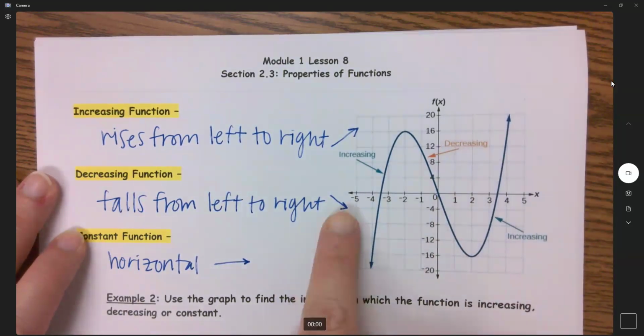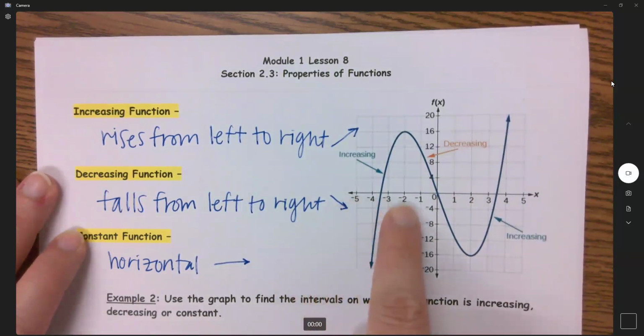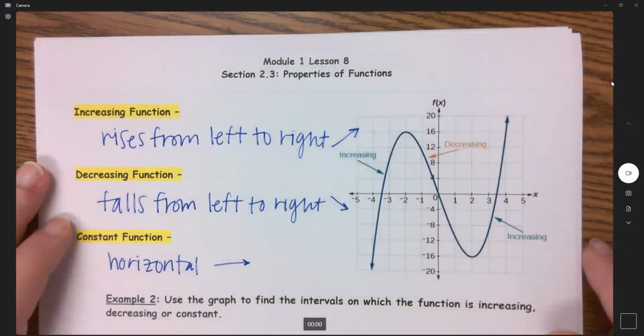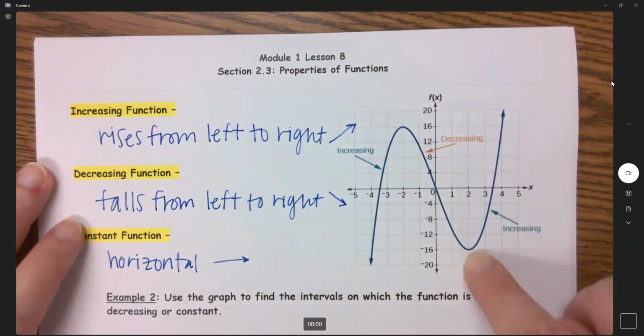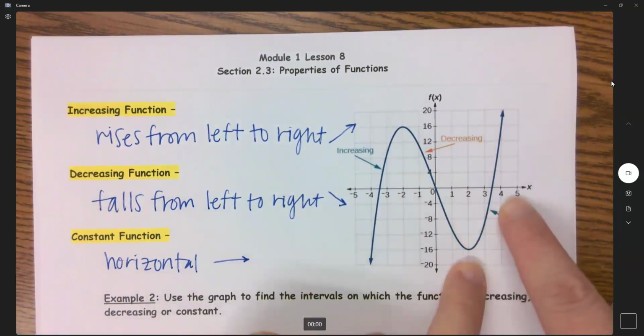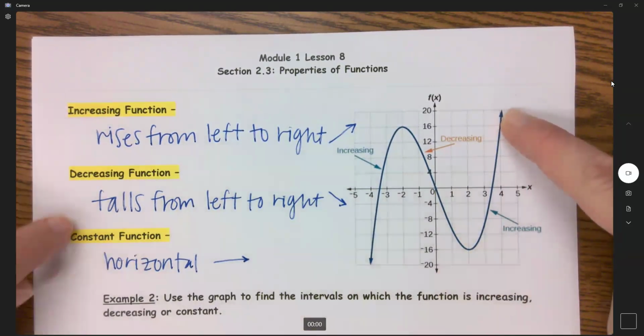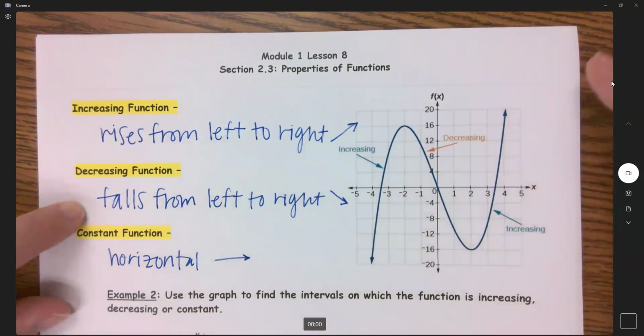You can see here as you're going from -4 to about 2, that y value is increasing quite rapidly here. Same thing here. As you're going from 2 to 4, that y is increasing almost just as quickly as the other increasing. Decreasing is when it falls from left to right.